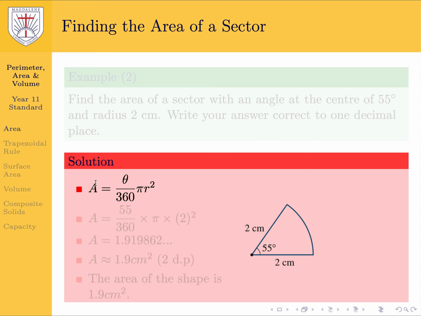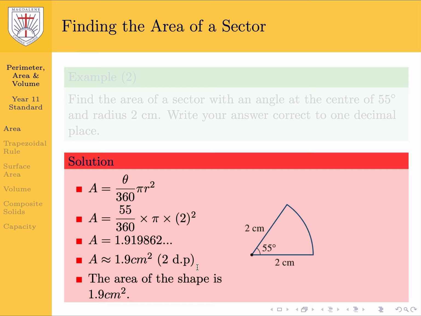So, of course, the formula is A equals theta over 360 times pi times r squared. We substitute in those values. So we have our angle with 55 and a radius of 2. You type that into your calculator and we'll get this 1.919826. And I do the 3 dots to show that it keeps on going. Anything with pi will always go on forever. And then I have to round to 1 decimal place. So I get area is approximately 1.9 centimeters squared, and that's there 2 decimal places. So the area of the shape is 1.9 centimeters squared.